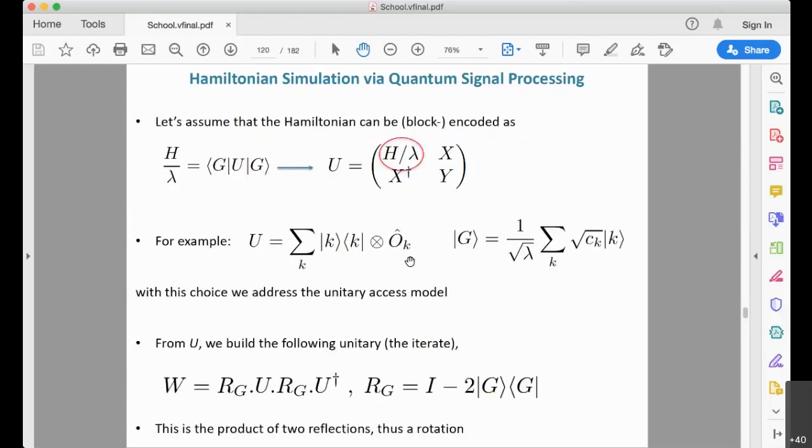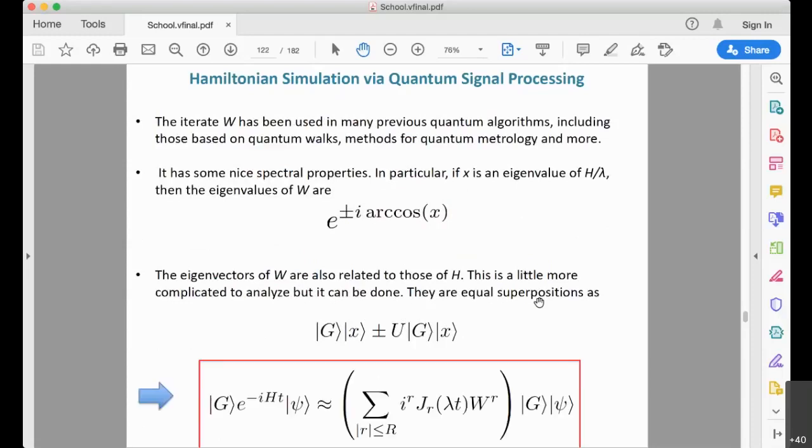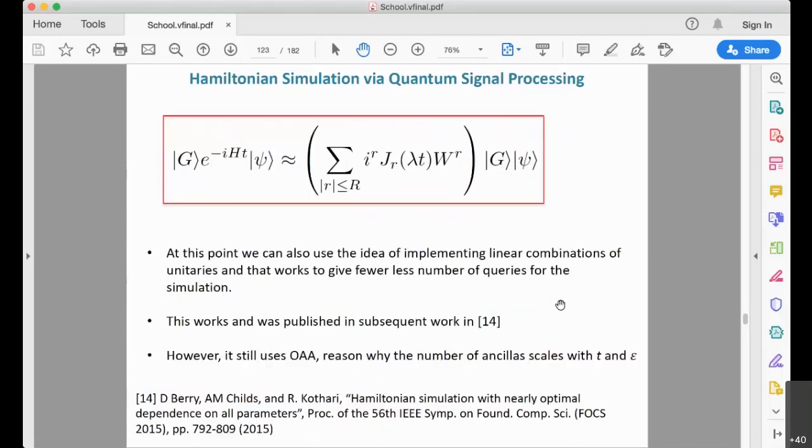One can also show more properties of this W operation. Not only do the eigenvalues of W depend on the eigenvalues of the Hamiltonian, but the eigenstates are also related to the eigenstates of the Hamiltonian. So at the end, if this W is the one that I defined in the previous slide, I can approximate the evolution operator by this linear combination, this polynomial in that W. So at this point, you may use the idea of implementing a linear combination of unitaries that I explained before, all right? But again, you have to use this oblivious amplitude amplification and so on, so there is an extra overhead in the complexity.